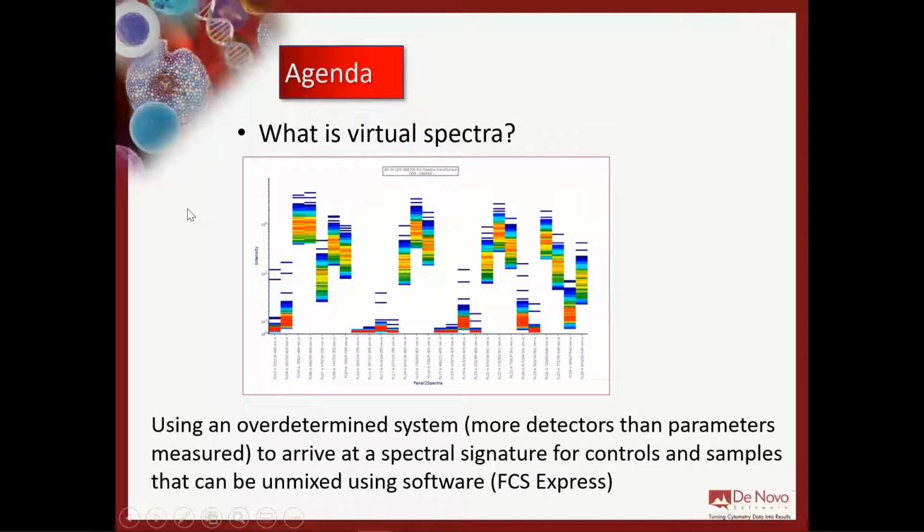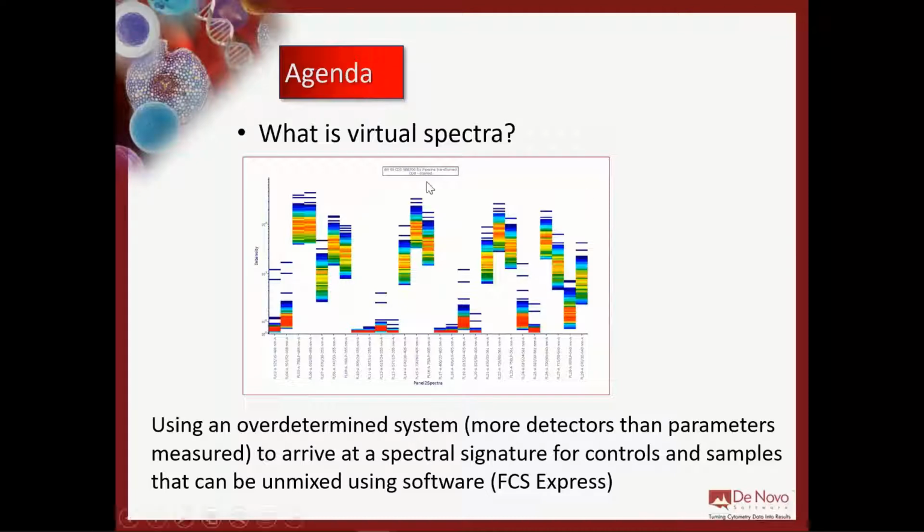So to get started, what is virtual spectra? Essentially, it's using an overdetermined system where you have more detectors than parameters or dyes measured to arrive at some sort of spectral signature for controls and samples. And with this sort of data, you can use FCS Express to unmix those spectral data sets once you've created them and you have everything ready to go.